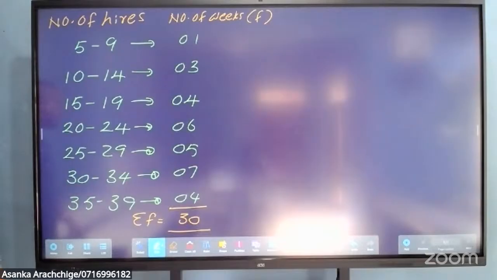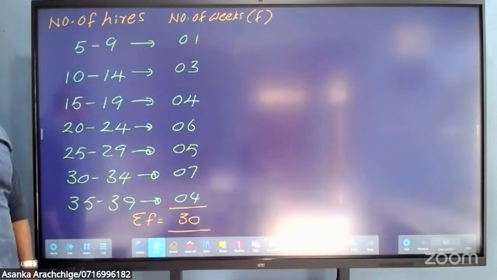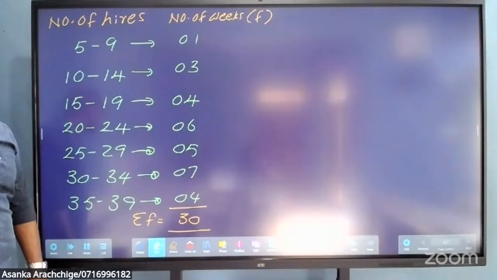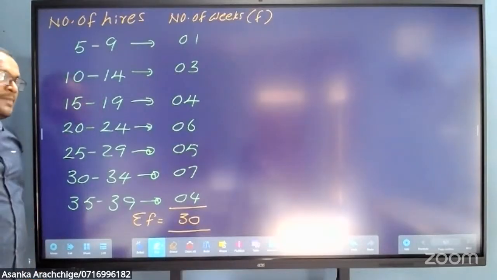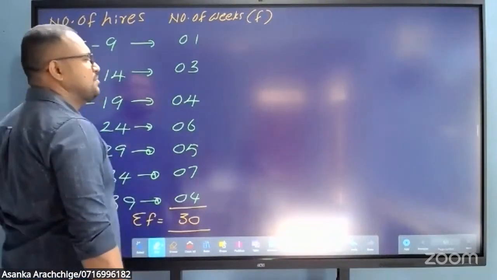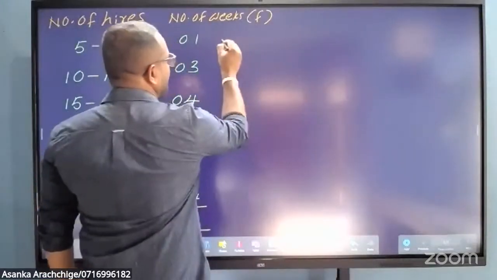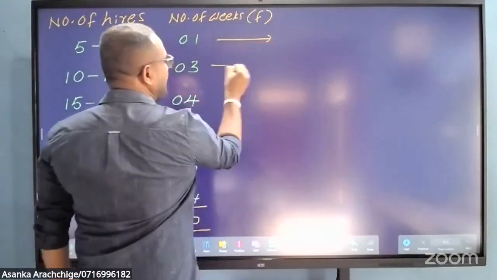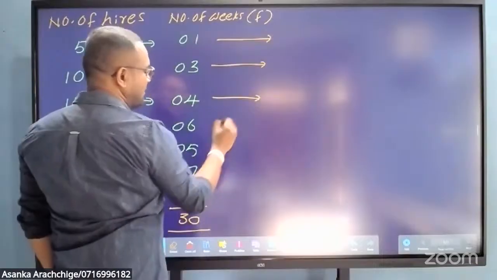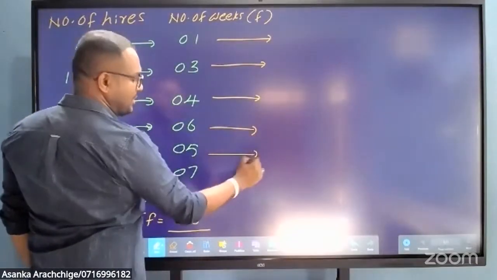But what is the easiest method? What is the easier method from the two methods we have learned? Assumed mean. Assumed mean is always the easiest way. Let's go with the assumed mean. Right. Then mid value. We want to get the mid value of each class. Let's find the mid value of all of these now.